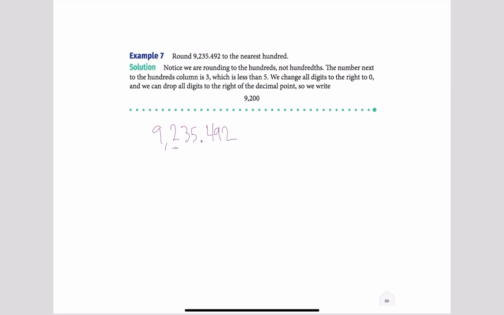So 100, that's where the hundreds place is, but that's not the number that helps me. It's the neighbor number that tells me whether to round up or to round down. In this case, 3 is a small number, so I'm going to round to a 0. And so that means this would round to 200, and then I don't need to include any extra decimal points, any extra zeros. So what I want to do is just leave it as a whole number. So I would round it to 9,200.